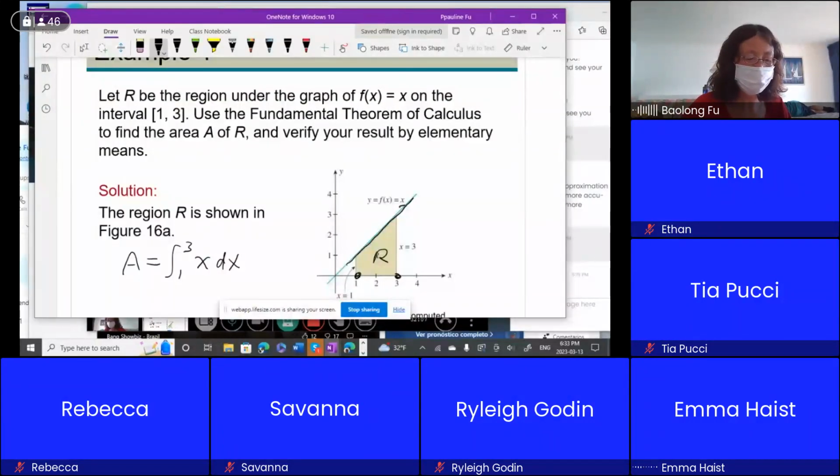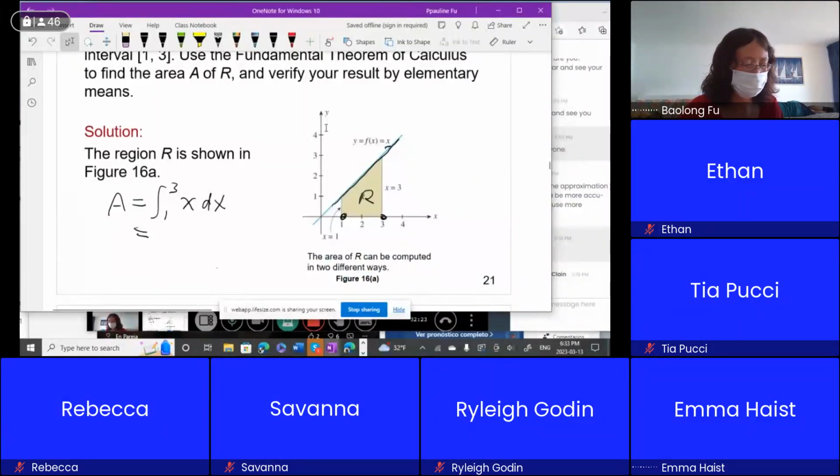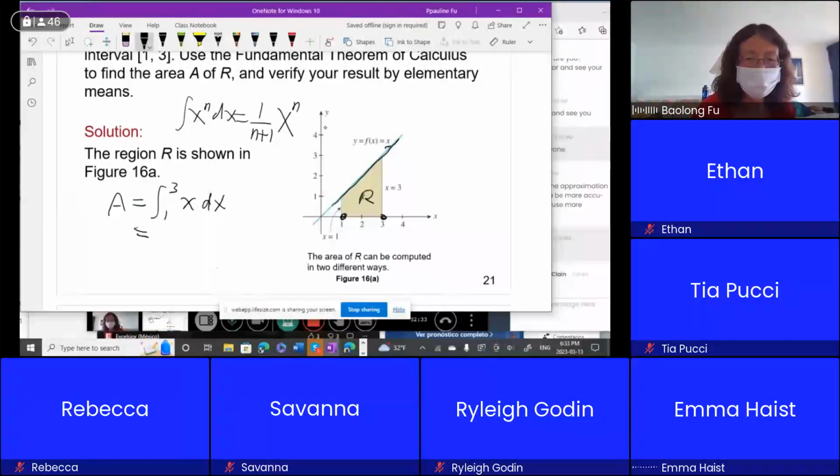Now find the antiderivative of x. What is the integral of x? Anyone from last class? Remember last class, the integral of x^n dx equals 1 over n plus 1, x^(n+1), plus C. So this one equals 1 over 2, x squared, evaluated from 1 to 3.